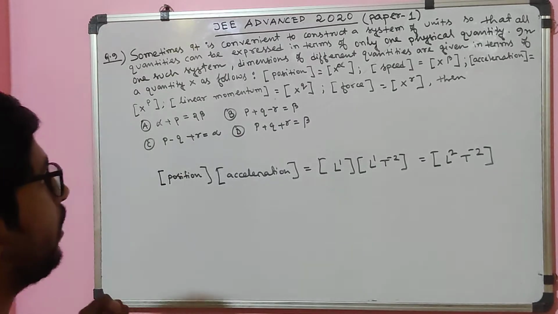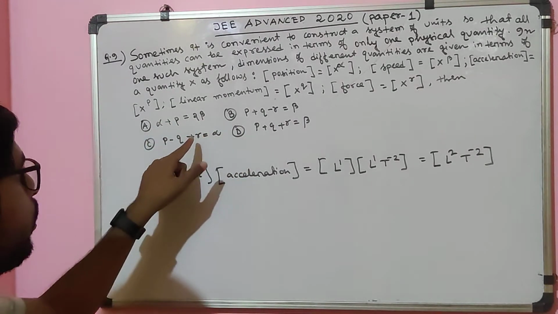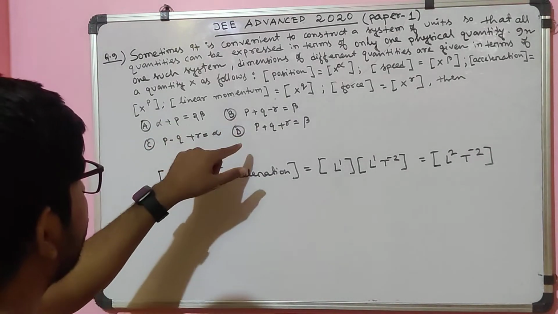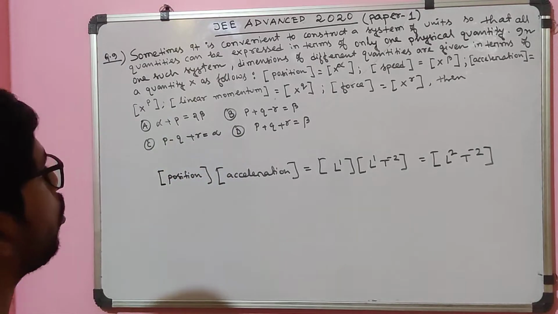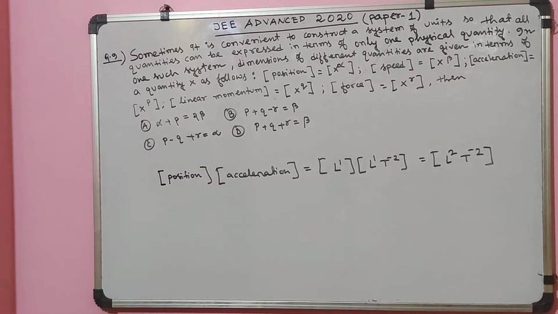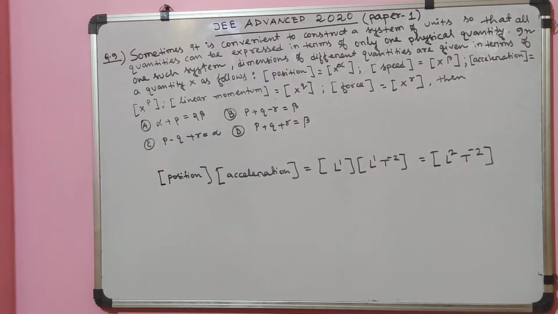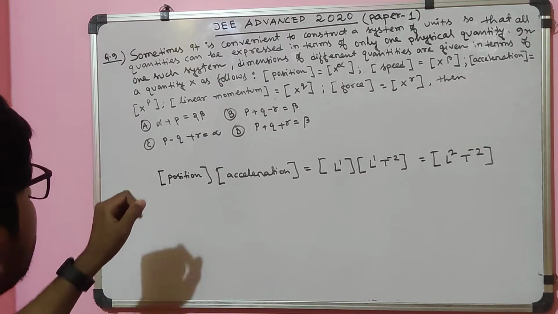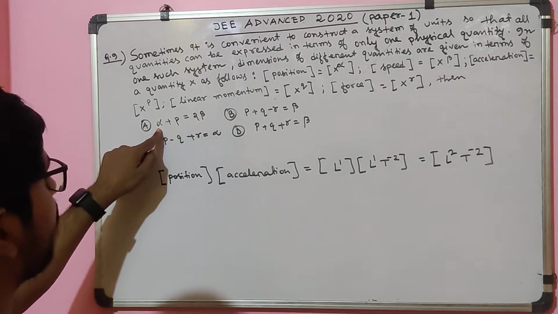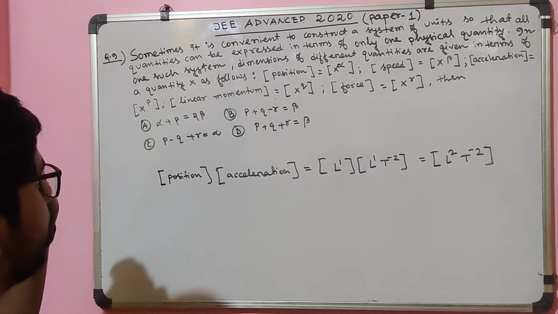Then you have to find out which of these four given options are correct. So let us try to find the correct options. Let us see if this option is correct or not. First option: alpha plus p equal to 2 beta.